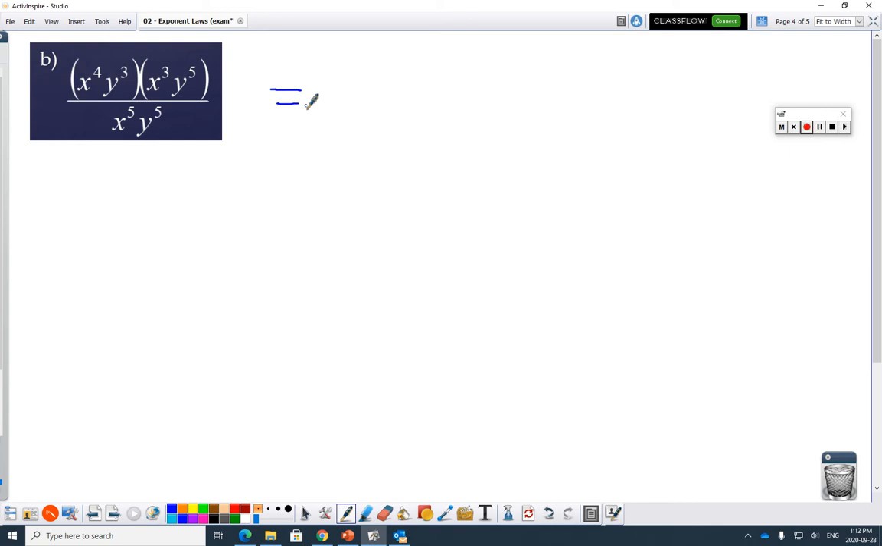Fortunately, multiplication is very friendly. So instead of writing it as x to the power of 4 times y to the power of 3 times x to the power of 3 times y to the power of 5, I'm totally allowed to write it like this. And take a look at that to see that I haven't left anything out, that I wrote everything that was there before, but I've just moved it around on the top, which you're allowed to do with multiplication.